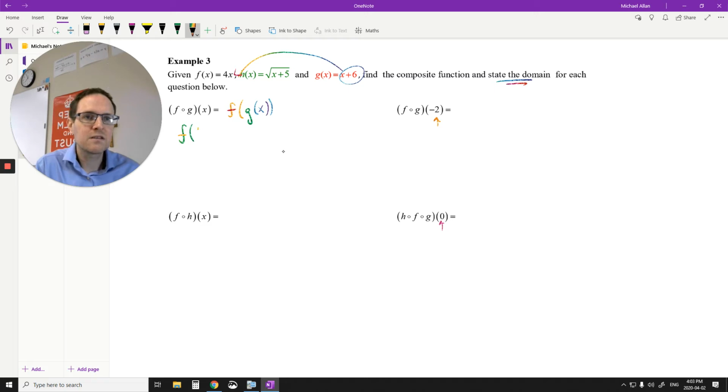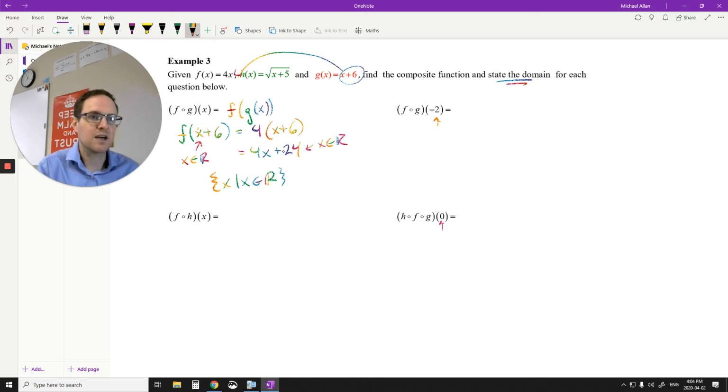So actually, I'm just going to write it out first. f of x plus 6 is going to turn into 4 times x plus 6. And then I have 4x plus 24, if I did my math correctly. So there's my equation for that one. Let's go through our domain. The domain of this before I plugged it in was x is an element of the real numbers. My final answer was x is an element of the real numbers. So my domain is all real numbers. Nothing really shocking there.